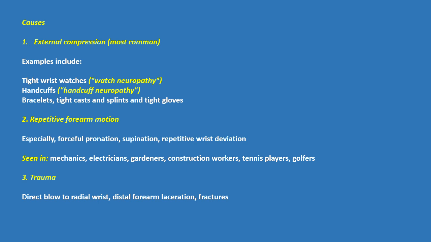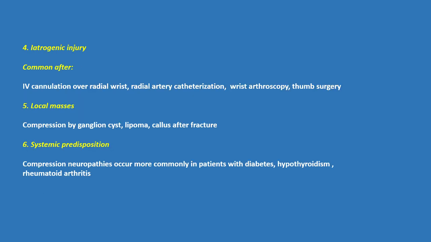Number 2, repetitive forearm motions, especially forceful pronation, supination, and repetitive wrist deviation. This is seen in mechanics, electricians, gardeners, construction workers, tennis players, or golfers. Number 3, trauma, direct blow to the radial wrist, distal forearm, lacerations and fractures. Iatrogenic injury.